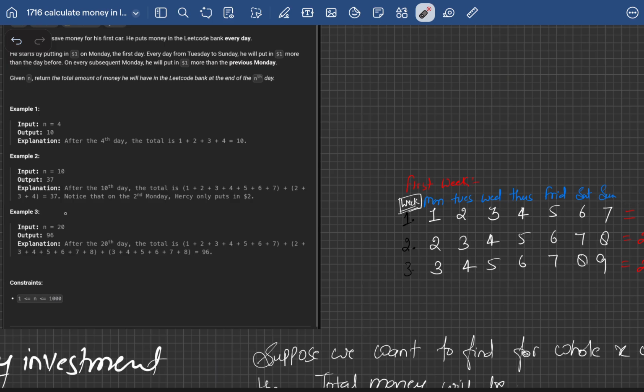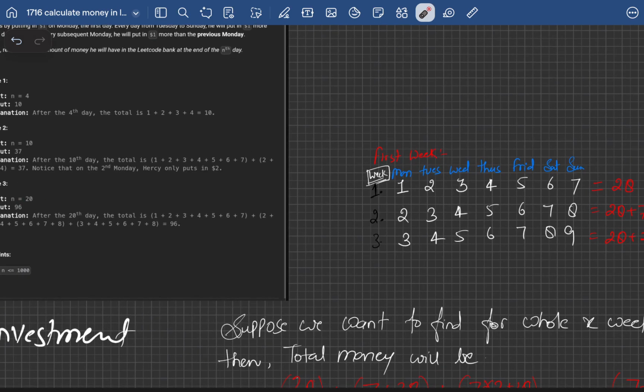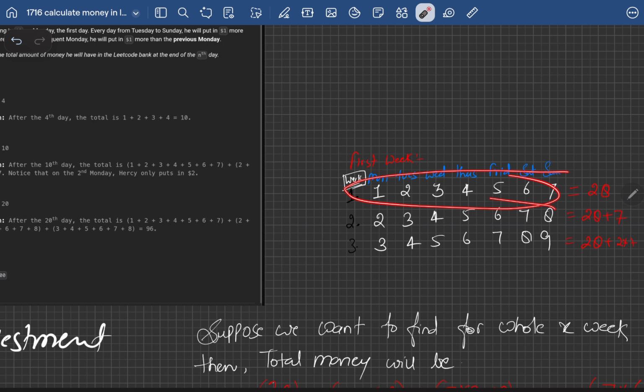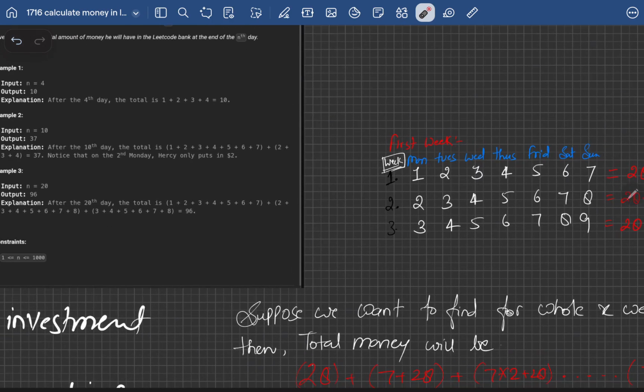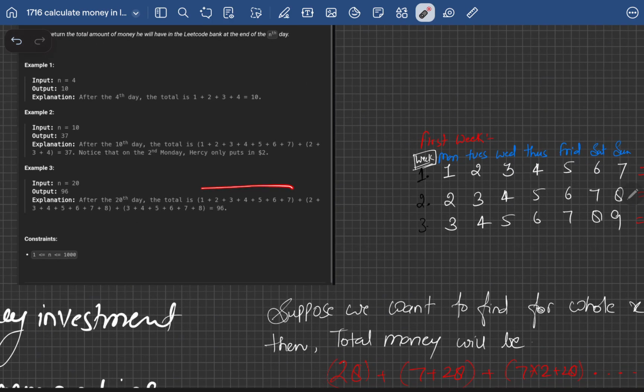now suppose for the third example n is equal to 20: first whole week, second whole week, and the third 6 days. Okay, 7 days plus 7 days plus 6 days will make 20 days. So the total balance in Hersey's account will be the first week, plus 8 for the second week, and then the remaining 6 days. So now we will have two solutions for it.